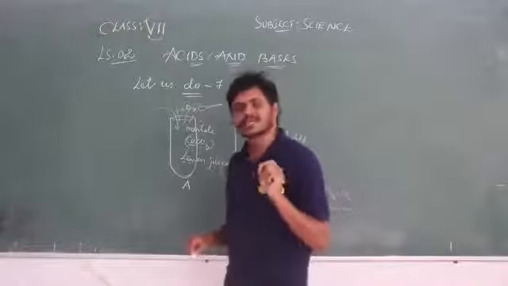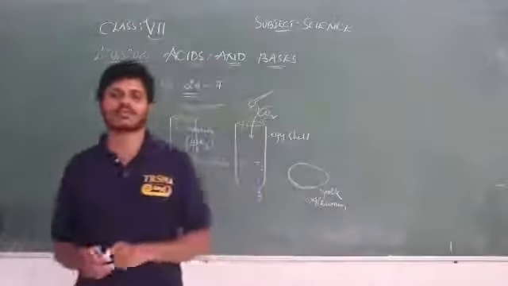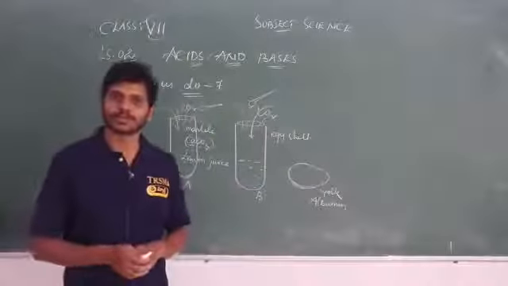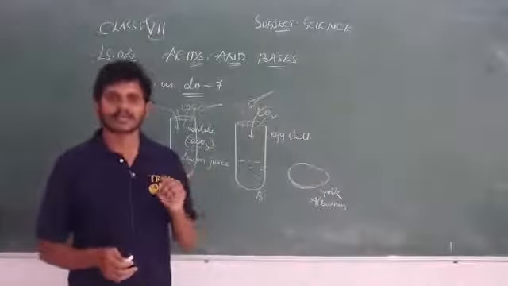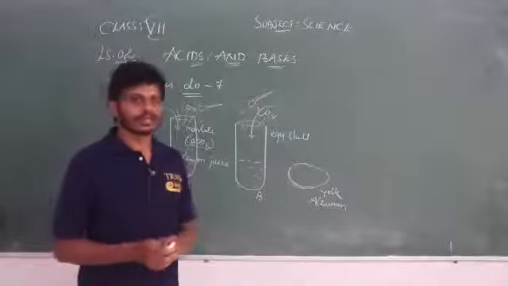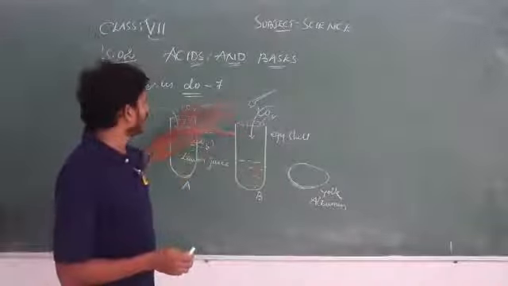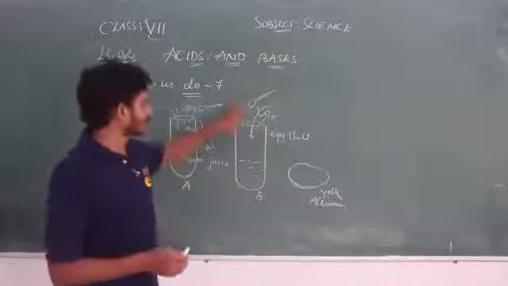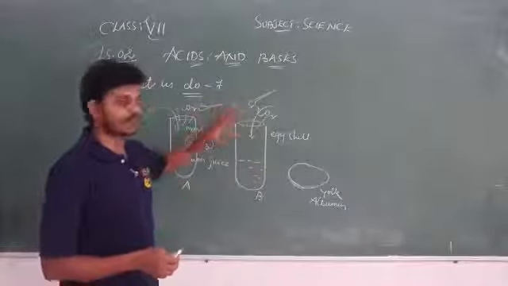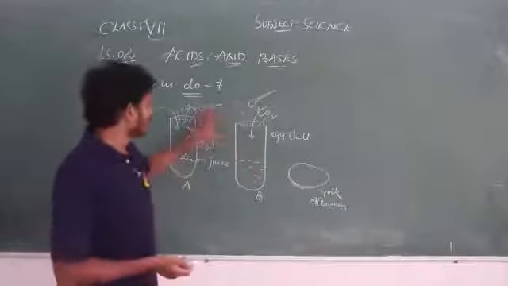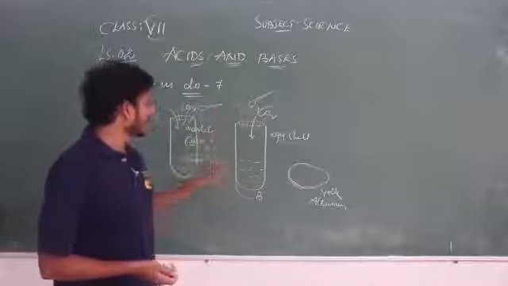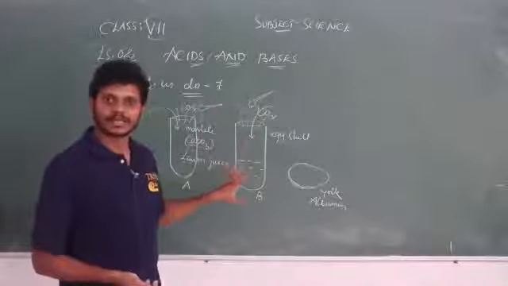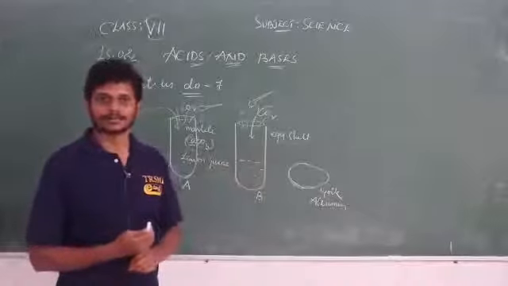Carbon dioxide is a gas which inhibits the flame, which puts off the flame. Here, because of the carbon dioxide gas, the flame was put off. By this we can confirm that in both the cases the gas which is released here is carbon dioxide.